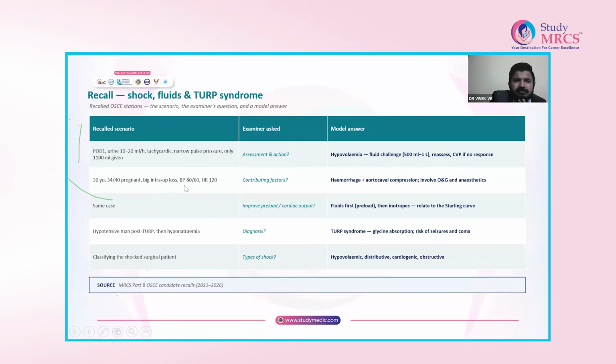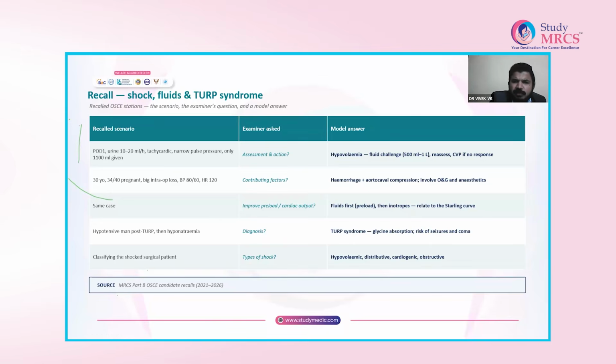A 30-year-old pregnant patient, BP is low. What could be the contributing factors? Intraoperatively, hemorrhage and aortocaval compression, and involve the obstetrician and the anesthetist also. The same case, preload and cardiac output. Fluid first, that is preload, you have to increase it, then inotropes. Hypotensive man, TURP, hyponatremia diagnosed, the TURP syndrome, due to glycine absorption, and the patient is at risk of seizure and coma. Classify the shock in a surgical patient, types of shock.